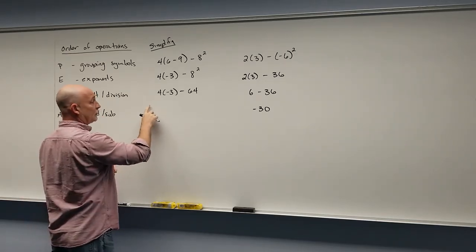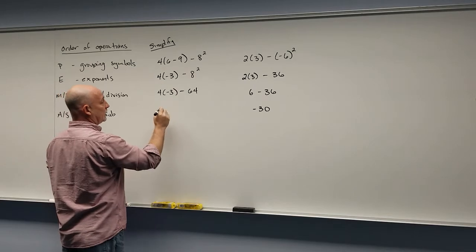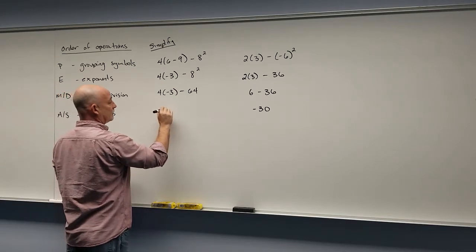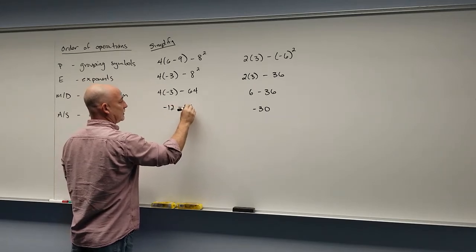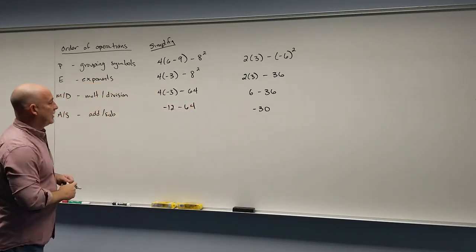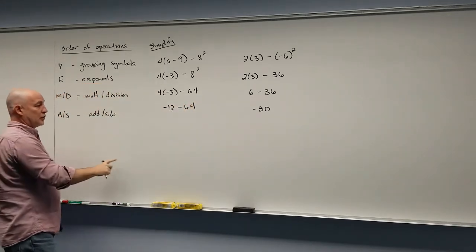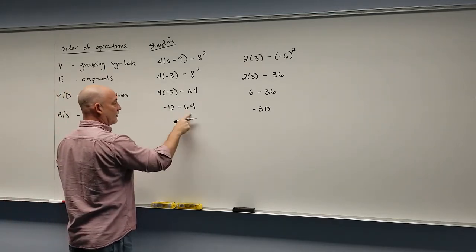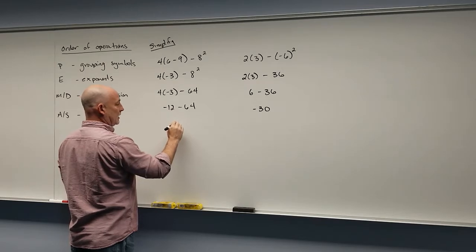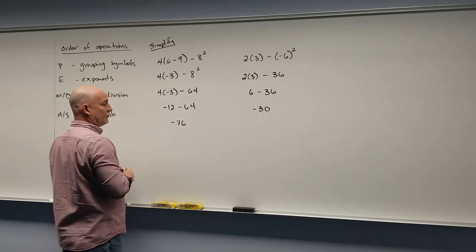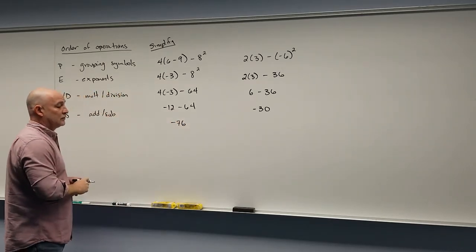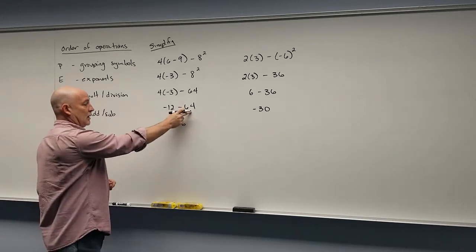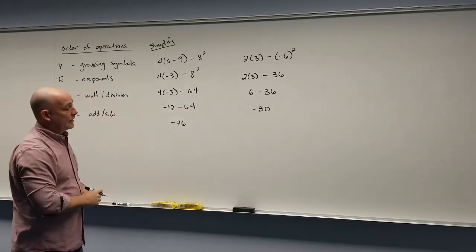We do the first multiplication or division we get to. So here we get 4 times negative 3. Positive times a negative is a negative. And our last step here is addition or subtraction. So this is a negative 12 and a negative 64. They're the same sign, so we add them together, so that's 76. They were both negative, so our answer is negative. We just added them together and kept the sign.